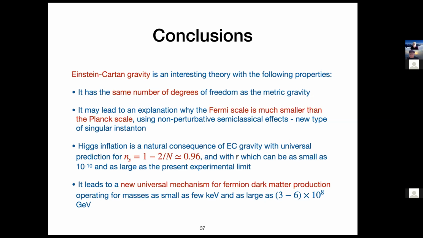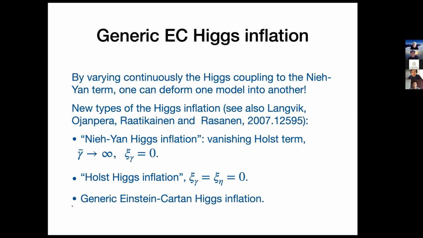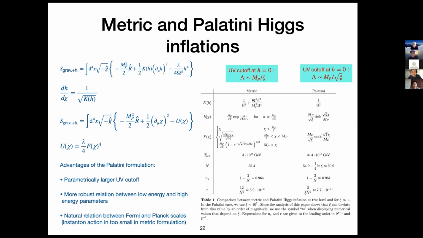May I ask a question? First, I have a question about the reheating. I'm curious about what makes the difference between the metric formulation and the Palatini formulation in the reheating. You have shown the table, and it seems different values show up in the reheating. So both are caused by the Higgs decay, right? Yeah.